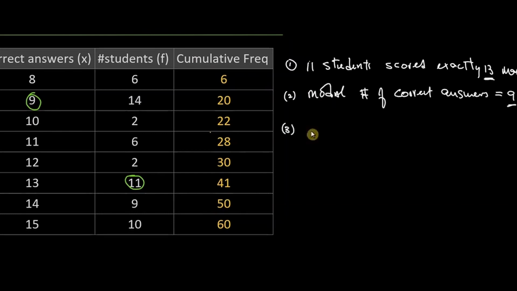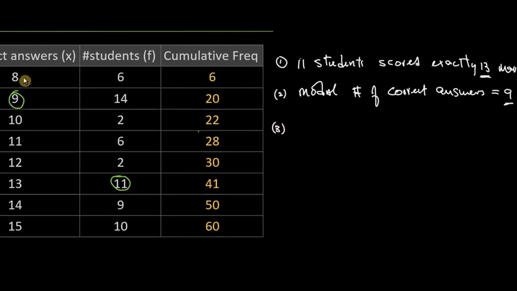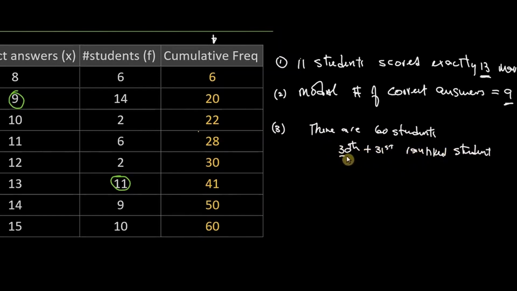So in part 3, we're asked to determine the median number of correct answers. Now, how do we do this? Well, the first thing we do is we order the marks from smallest to largest, and that has already been done here. Next, we add another column where we find the cumulative frequency. And once we have done this, then we note that there are 60 students. So let's write there are 60 students. And since 60 is an even number, we would need to get the mark obtained by the 30th and the 31st ranked student. So that would be the average of those two.